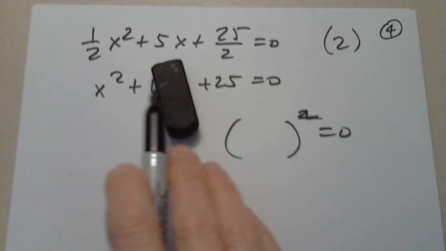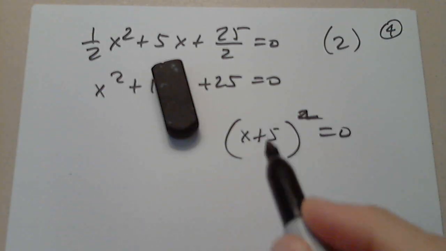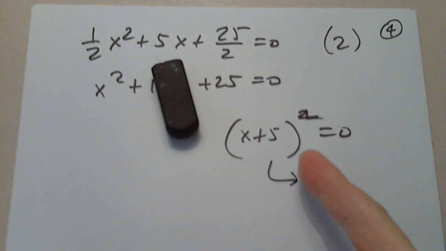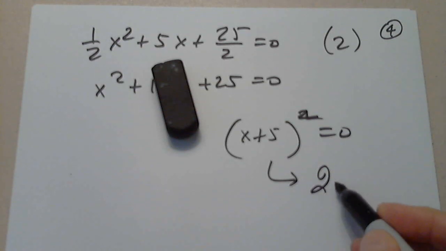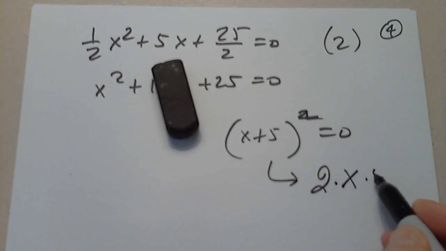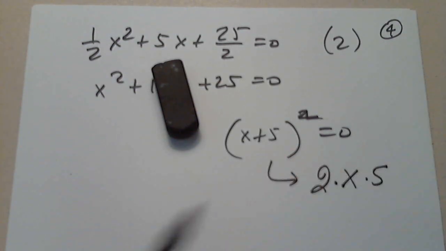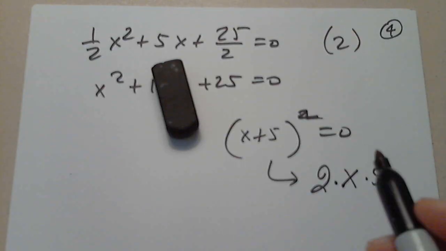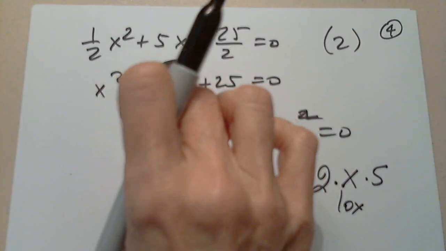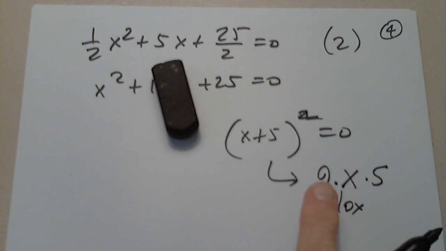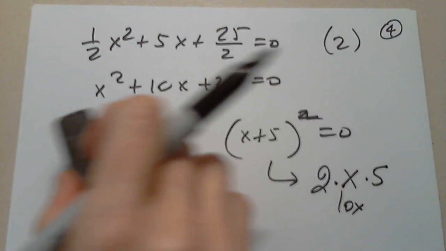Of course, I'm hoping for x plus 5. But I have to find the middle term here, which is 2 times the first times the second. What is the middle term here? 10. It is indeed 10x. If this one here is not 10x, I cannot use this. Ah, very nice.